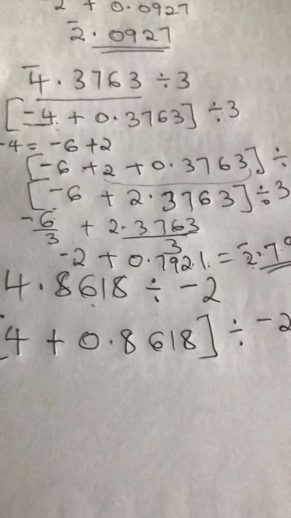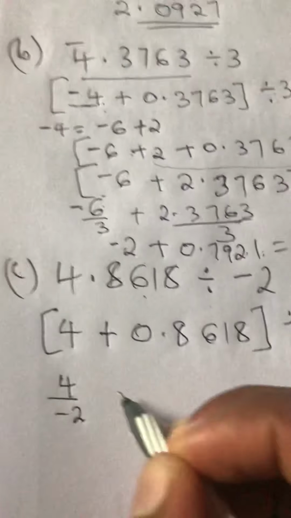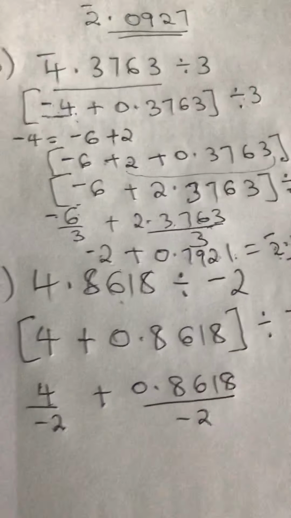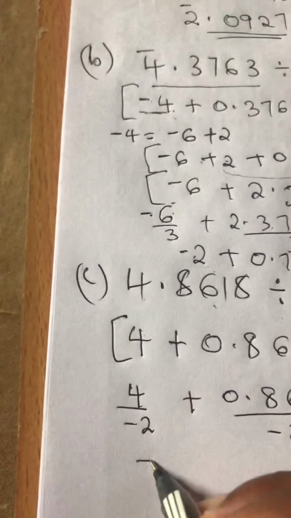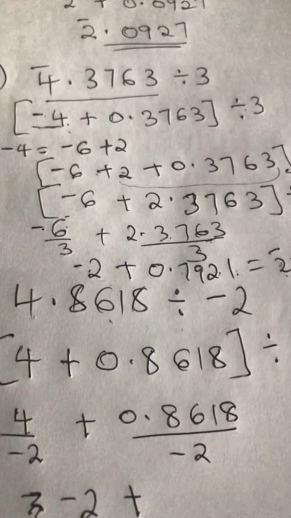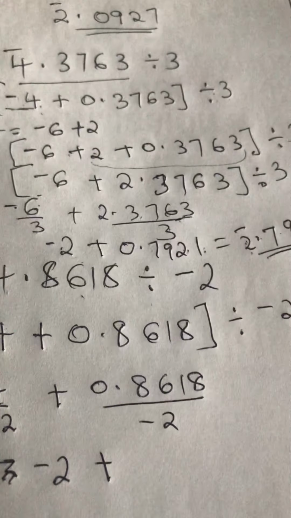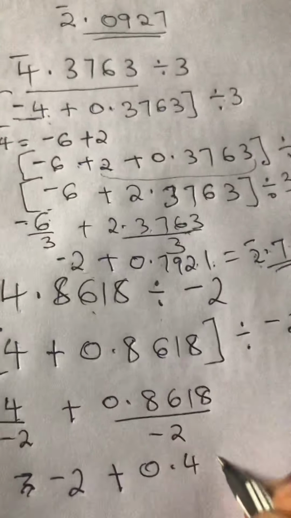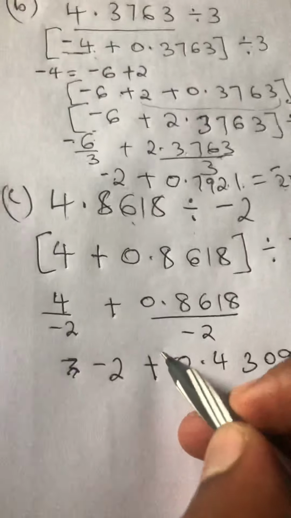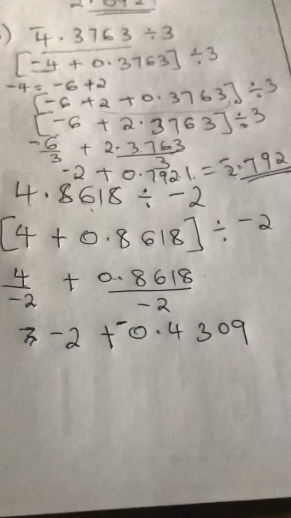Now, so you come and say 4 divided by negative 2 plus 0.8618 divided by negative 2. What do you get? Hii utapata negative 2 plus 0.8618 divided by negative 2. Utapata 0.4309. Hapo sawa? Which will be negative, because this is over negative 2. So still utakuwa na negative hapo.